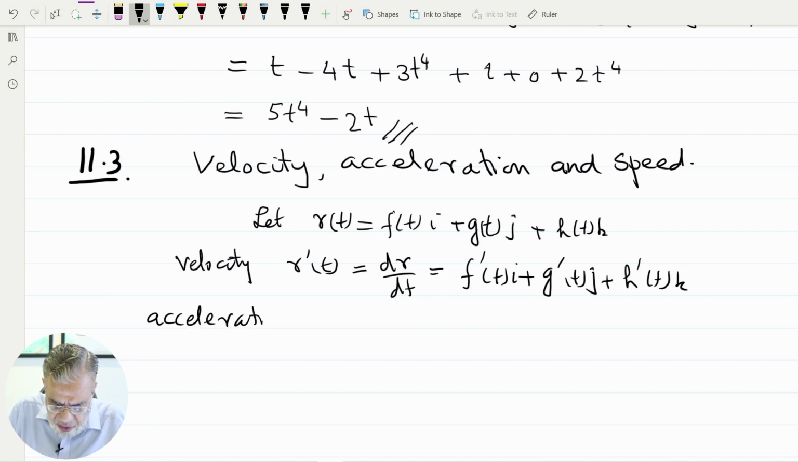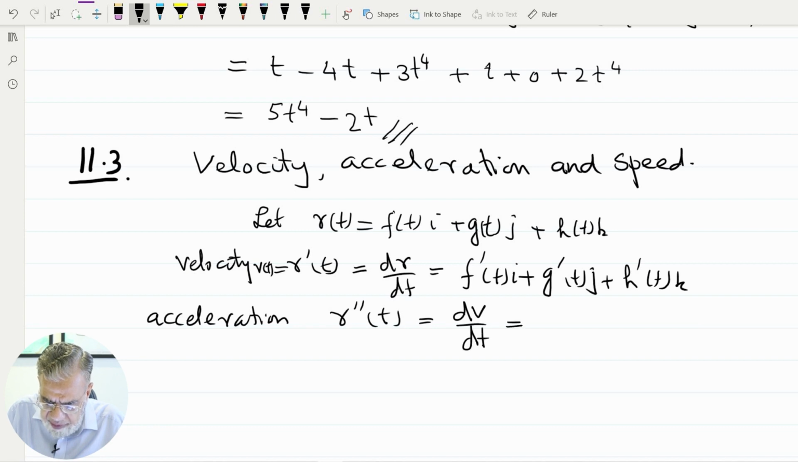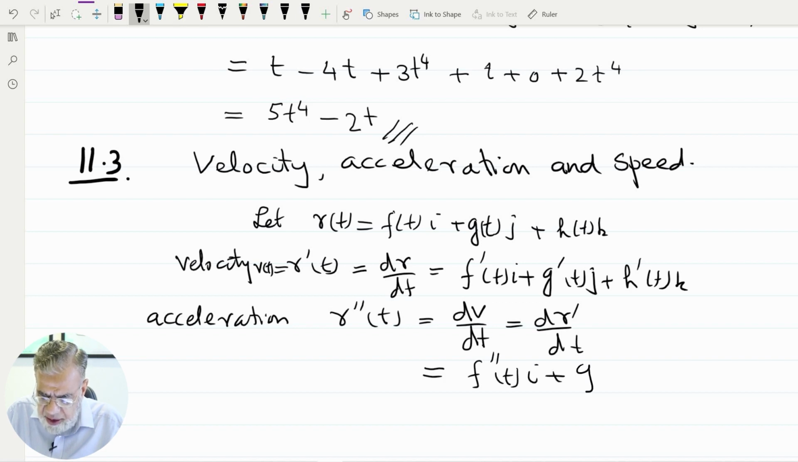We want to find acceleration. So acceleration, as I told, we can have r double dash of t. This is my v of t, the velocity, so it's equivalent to dv by dt, which is equivalent to d r dash by dt. So when we take the second derivative, we get f double dash of t i plus g double dash of t j plus h double dash of t k. So that gives me the acceleration.